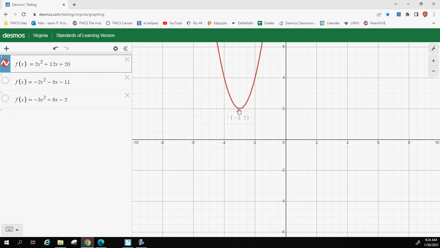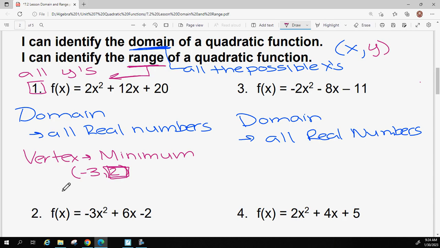2 is the lowest it can be, and so here's how we would write it. We would say that all our y values, and this is my range, all our y values are going to be greater than or equal to 2. Since this is a minimum, all the y's are going to be bigger than this. Minimum means that's as small as it gets.